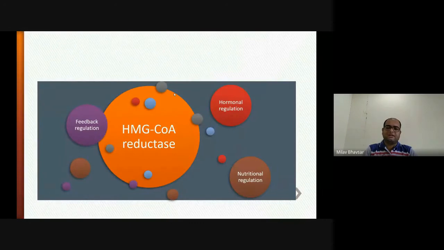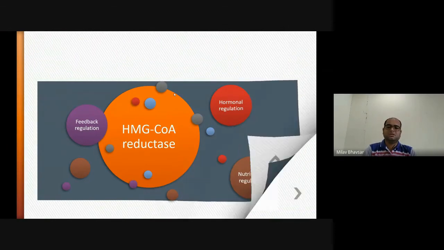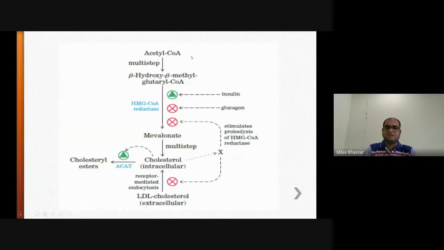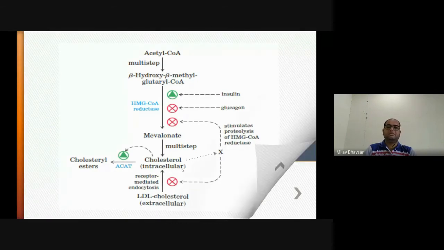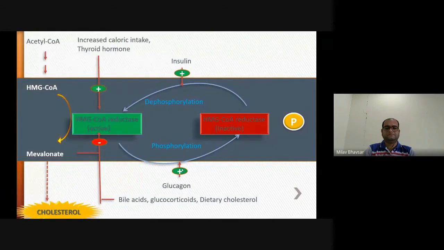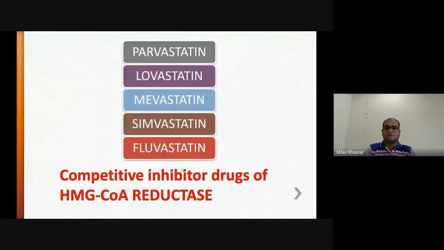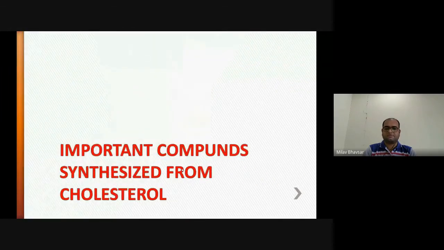So HMG CoA reductase is the major enzyme which is regulating the generation of cholesterol, and it is regulated by various components: insulin, glucagon, as well as intermediary products. These are some of the inhibitors of HMG CoA reductase that we normally utilize to control cholesterol production.